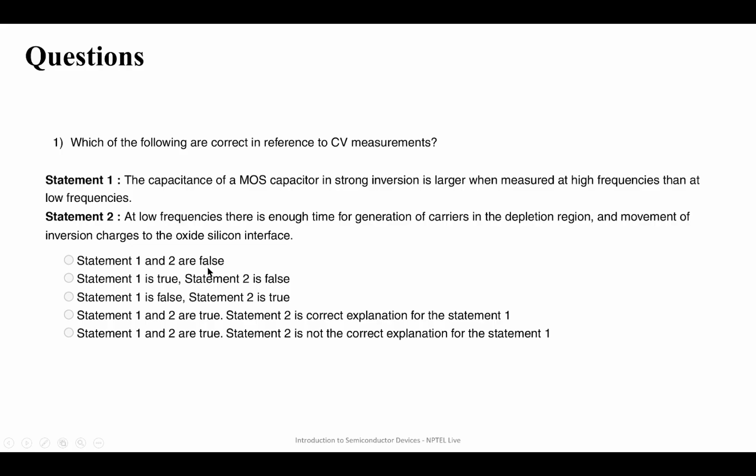Statement 1 and 2 are false. Statement 1 is true, statement 2 is false. Statement 1 is false, statement 2 is true. Statement 1 and 2 are true, and statement 2 is the correct explanation for statement 1. Statement 1 and 2 are true, and statement 2 is not the correct explanation for statement 1. So which of these would be the right answer?